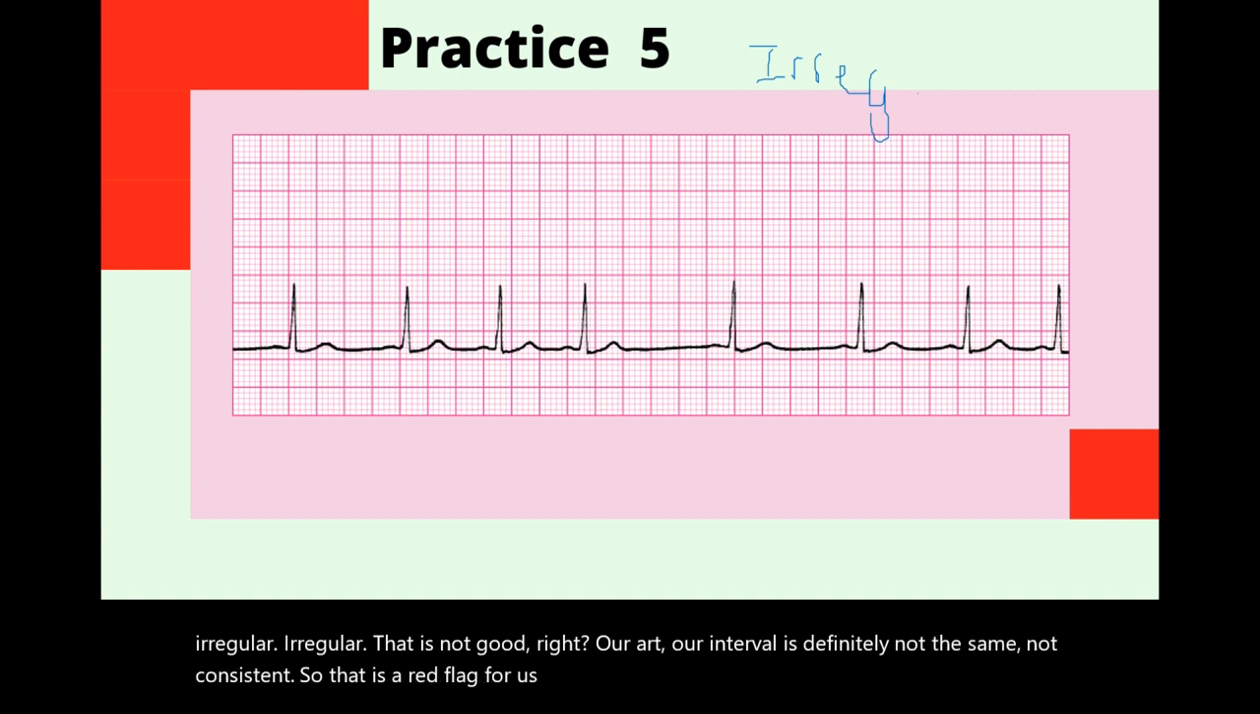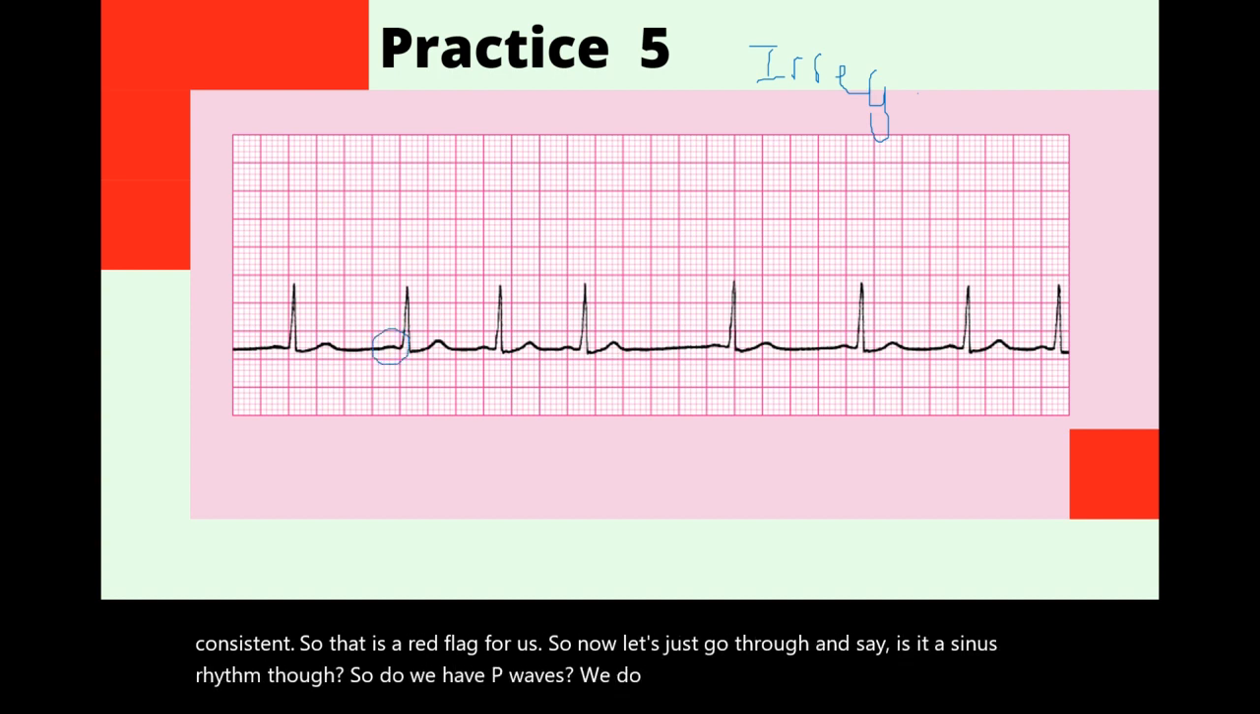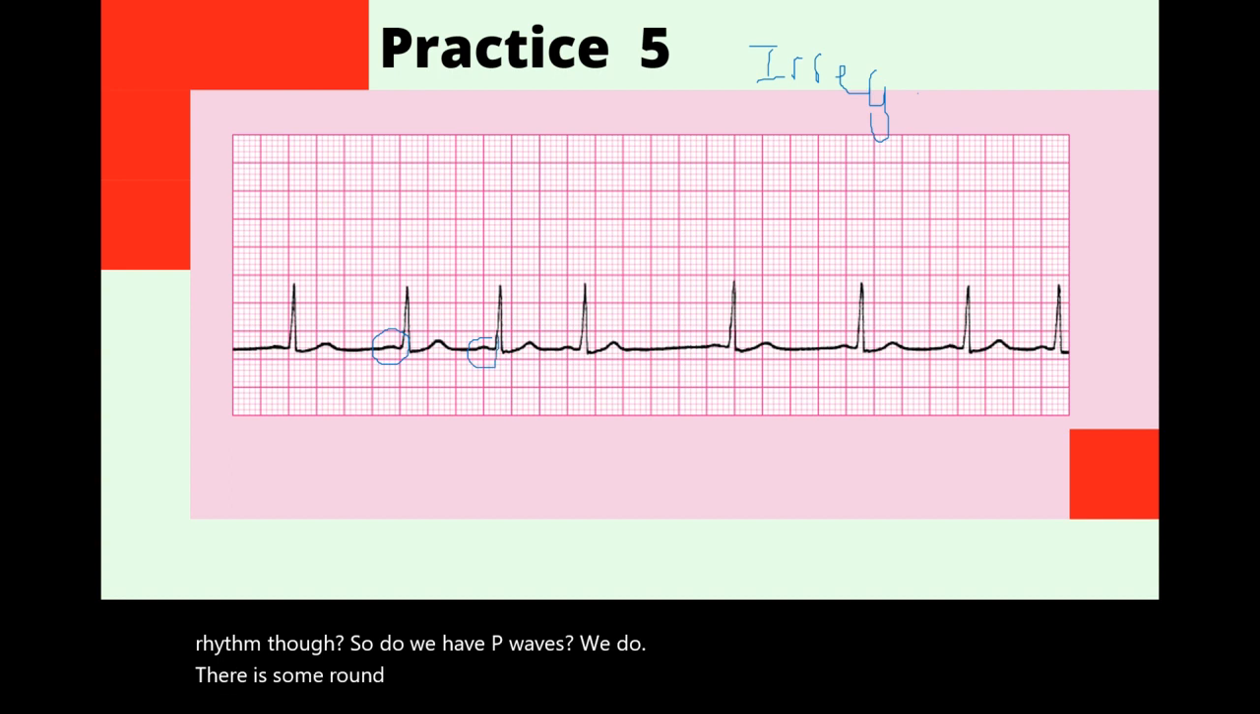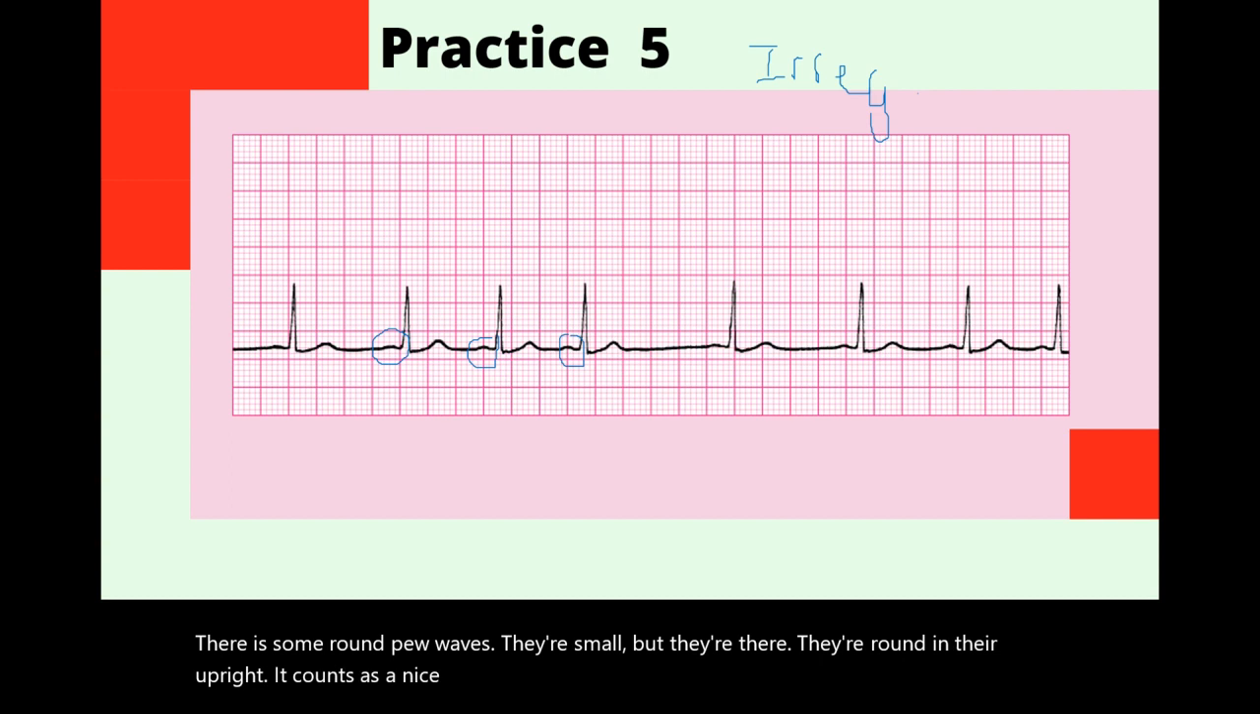So now let's just go through and say, is it a sinus rhythm though? So do we have P waves? We do. There's some round P waves. They're small, but they're there. They're round and they're upright. It counts as a nice, beautiful sinus P wave. Every P is followed by a QRS, then a T, P, QRS, T, P, QRS, T. So our P to QRS ratio is good.